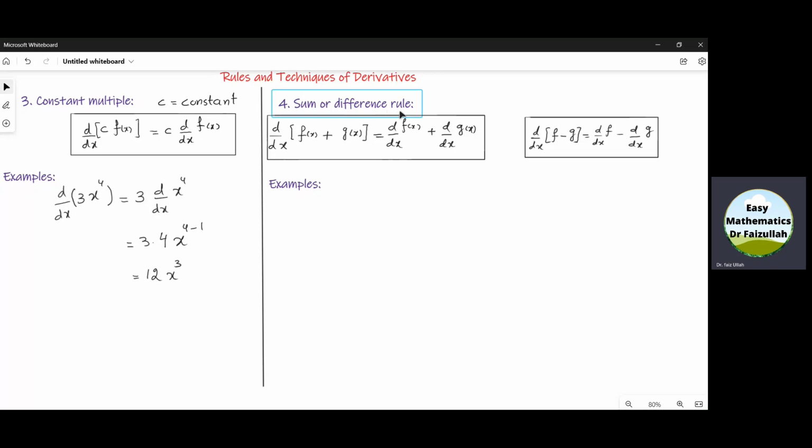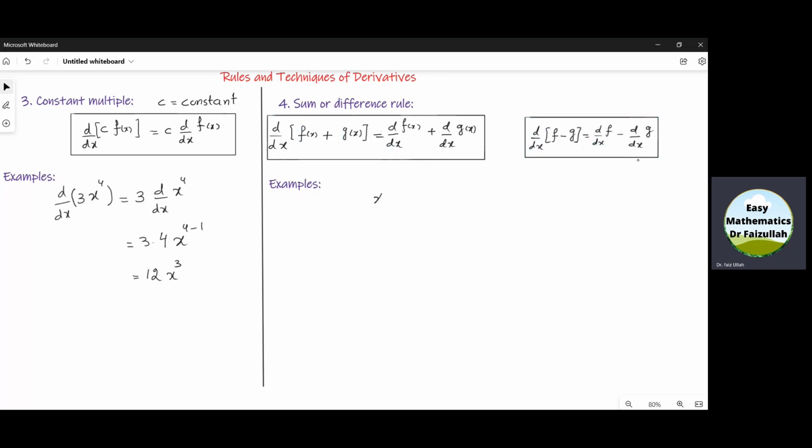Sum or difference rule. If we are given two functions and they are in summation, then the differentiation of this is equal to the sum of their individual differentiations. Similarly, if there is a minus between two functions and we need to differentiate them, then the differentiation is equal to the difference of the differentiations of these two functions.